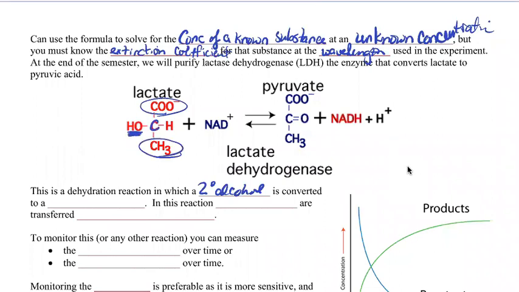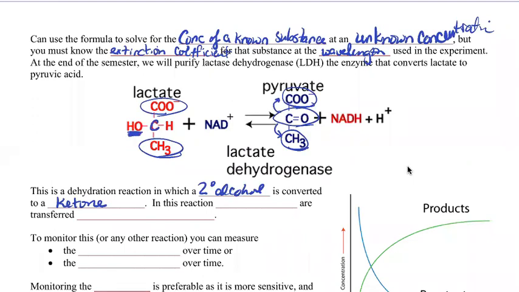And that's being converted into a ketone, where we have this C double bond O, and then that carbon is attached to 2 R groups. So that's a ketone. So the ketone is in pyruvate, and the lactate is the secondary alcohol.